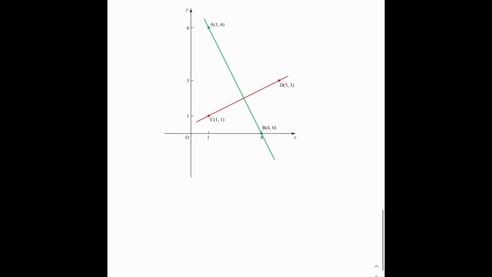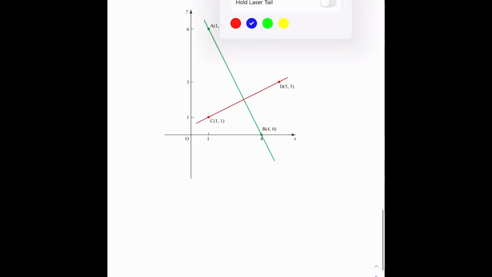Find the coordinates of the point of intersection of the two lines joining A (1, 6) and B (4, 0), and C, which is (1, 1), and D (5, 3). Okay, if you would do it in coordinate geometry, you would find the equation of this line and the equation of this line and solve them simultaneously to get the point of intersection.